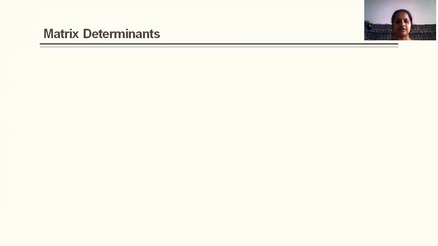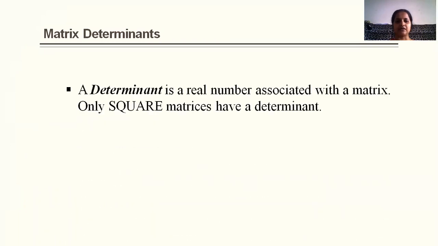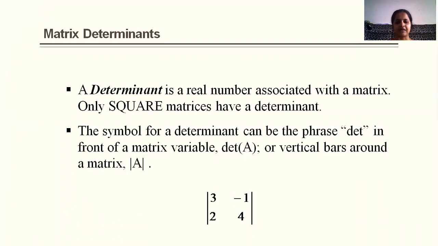Matrix determinants. Now we will see how to find the determinant of a matrix. The determinant is a real number associated with the matrix. Only square matrices have determinants, and it is denoted by det of A, or double parallel lines with A written inside them. That is how the determinant of a matrix is denoted.